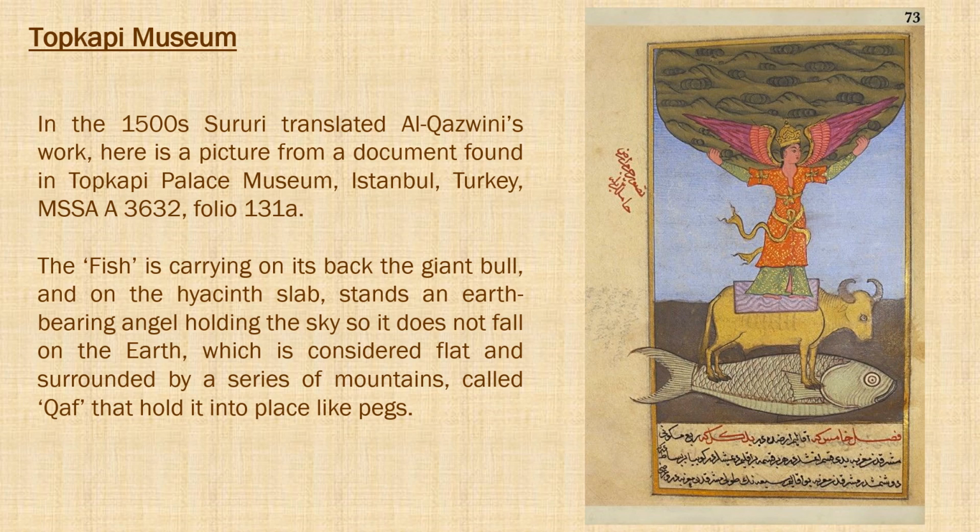In the 1500s, Sururi translated Al-Qazwini's work. Here is a picture from a document found in Topkapi Palace Museum, Istanbul, Turkey. Again, in it is the fish carrying on its back the giant bull, and on the hyacinth slab stands an earth-bearing angel holding the sky and the earth, which is considered flat and surrounded by a series of mountains called Qaf that hold it in place like pegs.